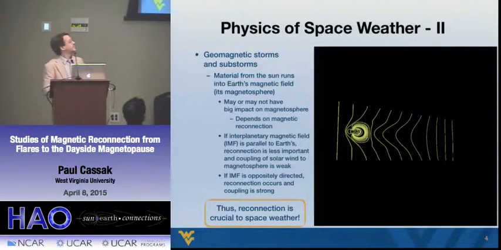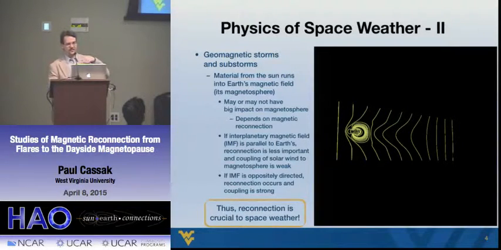So if the magnetic field is coming in from the solar wind, here the sun would be over here, and the material is going left to right. If the magnetic field is aligned in the same direction as the Earth's magnetic field, then you don't get reconnection right here, because they're not anti-parallel. You do get reconnection elsewhere, but it turns out you don't get much coupling from the solar wind to the magnetosphere.